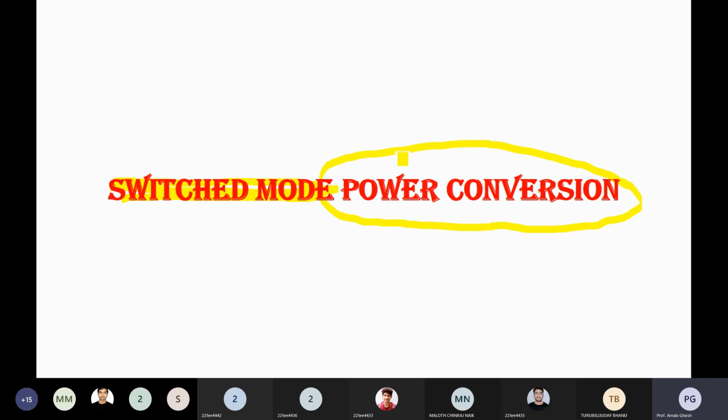Power conversion means how sophistically you can send power from the input side to the output side, and through which type of devices: semiconductor devices. These semiconductor devices may work in the linear mode or in the switching mode. What do we mean by switching mode? I think all of you know about the piano switch, which we use in our homes.